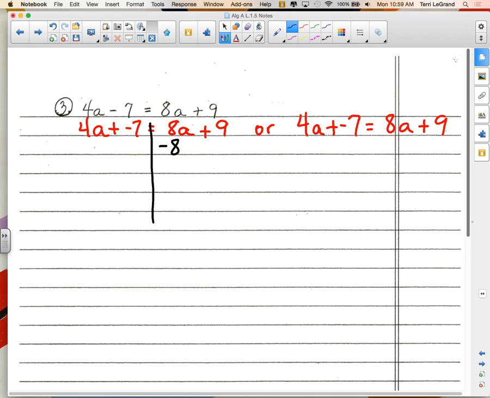Minus 8a. Okay? So we're going to subtract 8a from both sides. Over here, the goal was to get rid of them, so we end up with equals 9. And over here, probably should change that subtraction to add the opposite so that we can get a good answer. 4 plus negative 8 is negative 4. So we end up with a negative 4a plus negative 7. Okay, that's doing it that way.